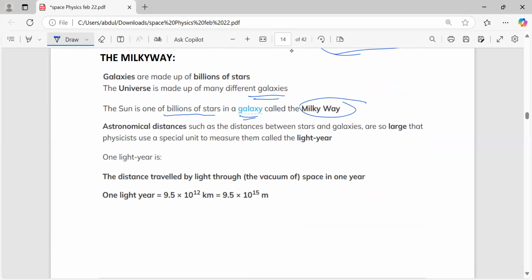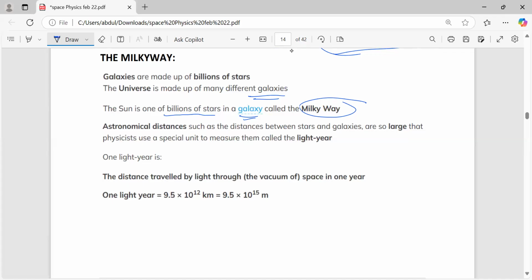Now we are on Earth. Earth belongs to the solar system, the solar system's center is the sun, and the sun belongs to a galaxy known as the Milky Way. So in other words, we belong to the galaxy named the Milky Way.